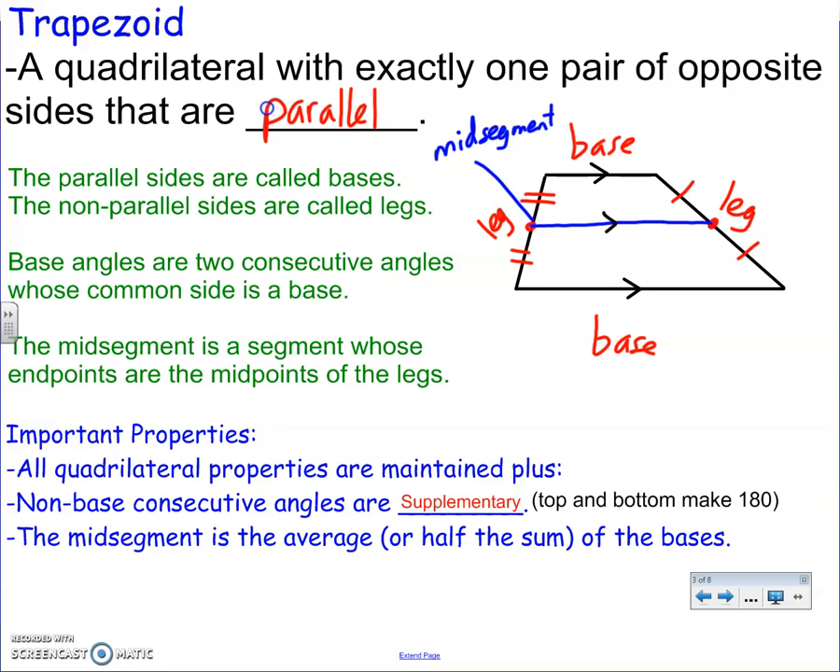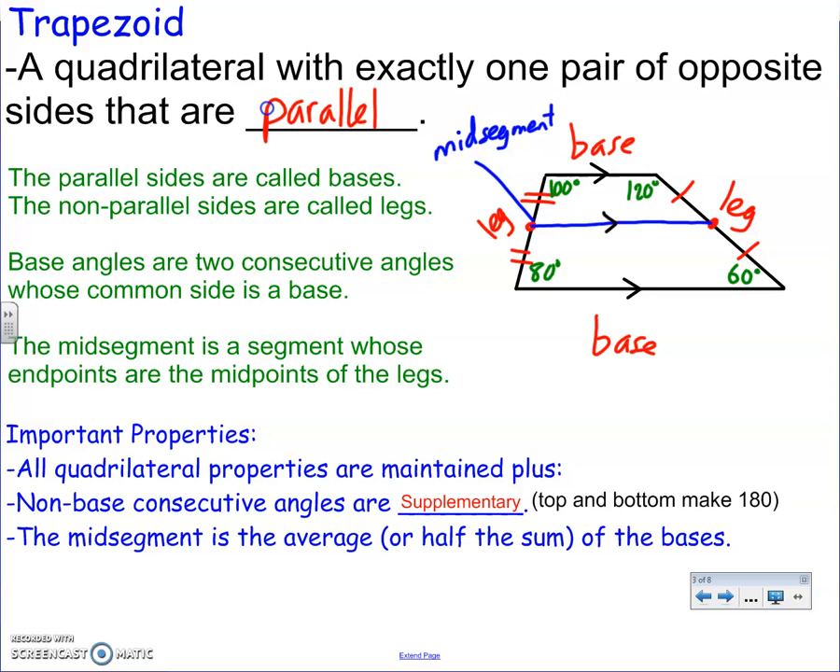All right, so important properties. All quadrilateral properties are maintained, so still adds up to 360 degrees, four sides of course. The non-base consecutive angles are supplementary. That means that's 180. So I always say top and bottom make 180. So let me make up some examples here. Let's say this right here is, I'll use green, an 80-degree angle. Then this has to be a 100-degree angle. Then maybe this is, say, a 120-degree angle. Then this has to be 60 degrees.